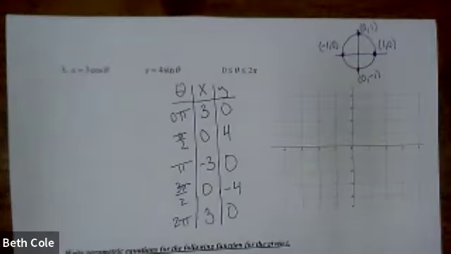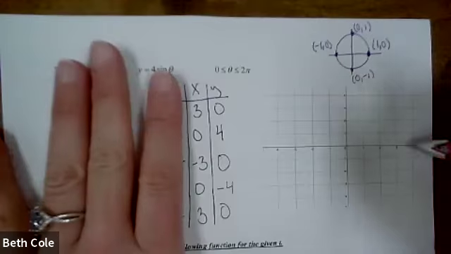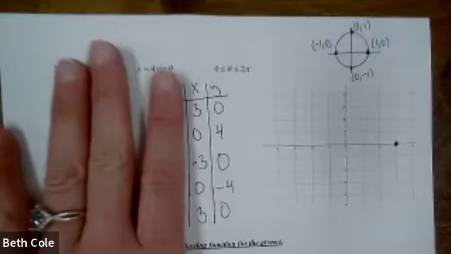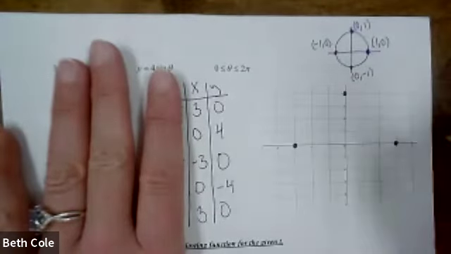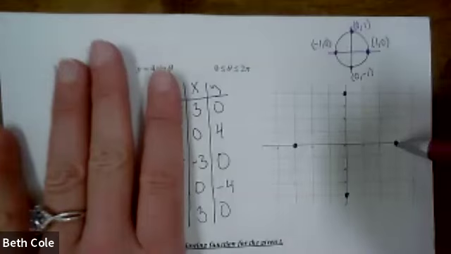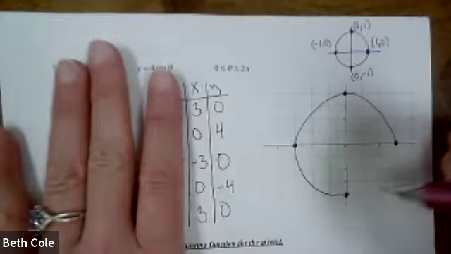When you graph it, you will not graph the parameter. This is an x-axis and a y-axis, so the parameter doesn't get graphed, all right? So let's go ahead and plot those. We're going to have (3, 0), (0, 4), (-3, 0), (0, -4), and then back where you started. I know, isn't that kind of cool?